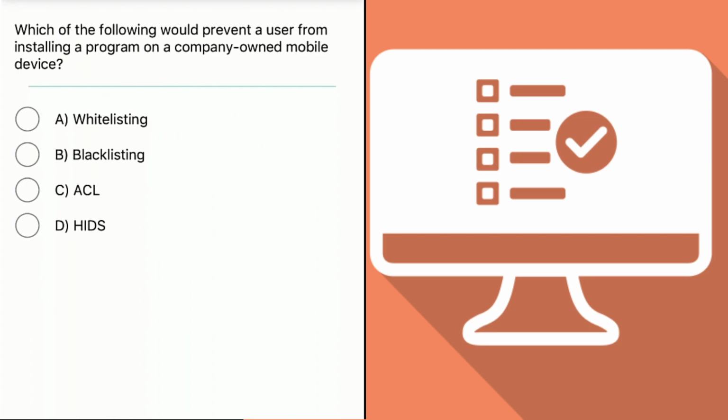Which of the following would prevent a user from installing a program on a company-owned mobile device? A. Whitelisting, B. Blacklisting, C. ACL, D. HIDS.